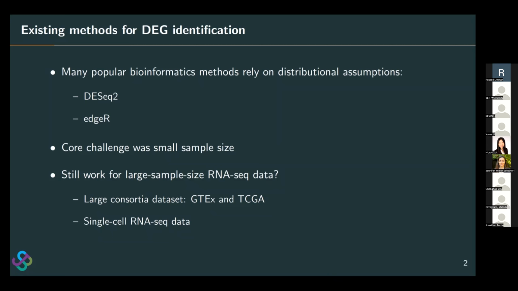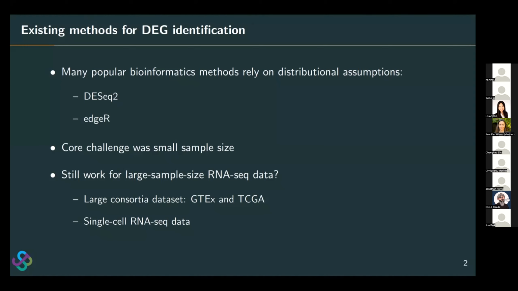As we know, recently we have more and more large datasets with large sample size. For example, the large consortium datasets, including GTEx and TCGA datasets, or single-cell RNA-seq datasets. The sample size of these datasets can be hundreds or thousands or even larger. Can we still use those methods proposed for small sample size RNA-seq data for these large sample size RNA-seq data?